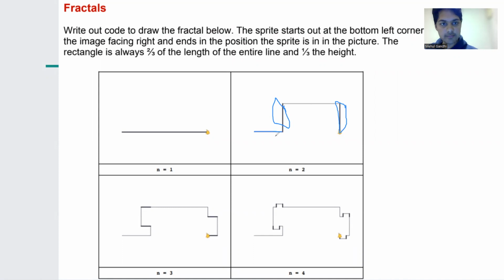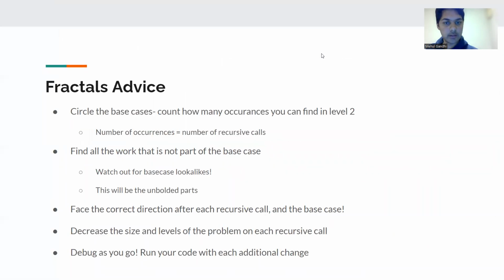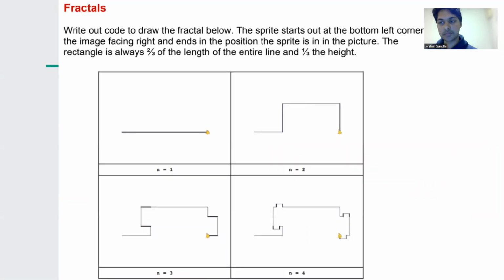This is length 2/3. These two are of length 1/3, right? Okay, once we find out, we see that there are two instances of the golden lines, right? Those are essentially the number of calls that we make in the else case, or in the recursive case.